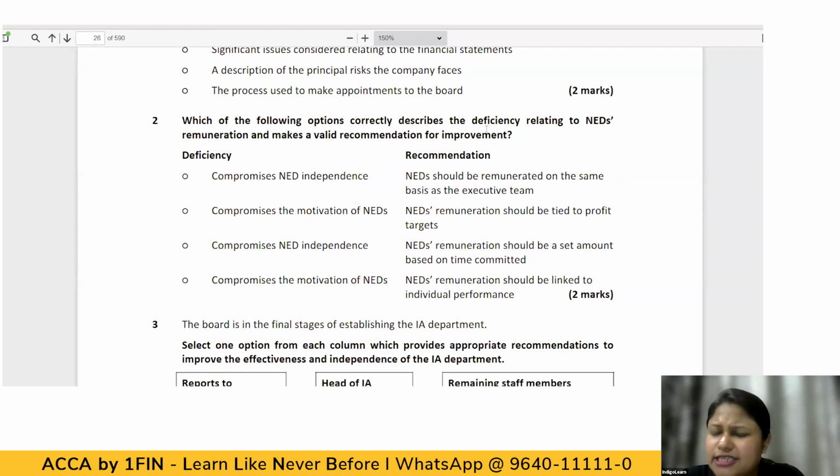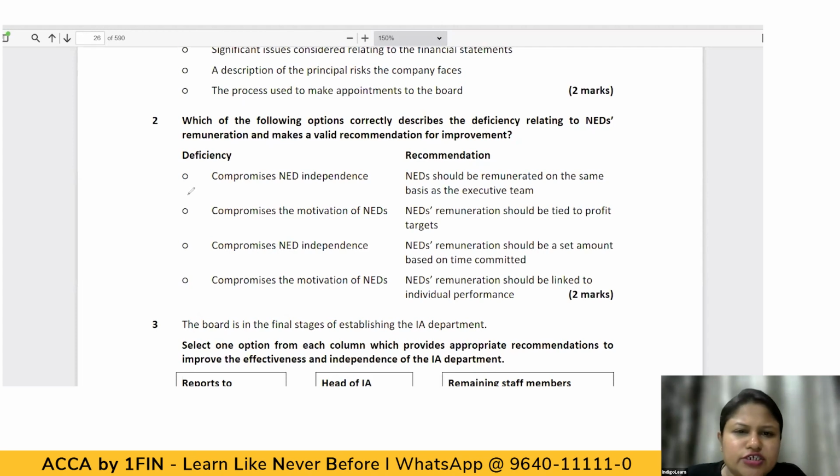NEDs will never get paid as a part of the performance. NEDs will get paid only for the purpose of attending the board meeting. They will get sitting fees, which are fixed with respect to the time that they are devoting. So if they attend 4 meetings, four times they have come, based on the 4 meetings we are going to pay them per meeting. Got it? So here let us see.